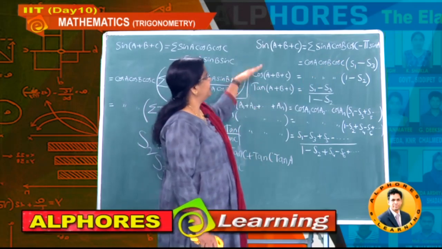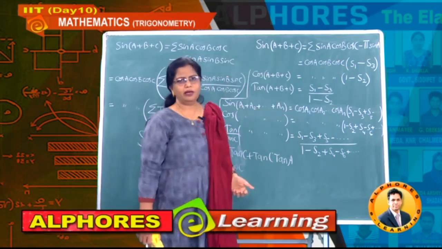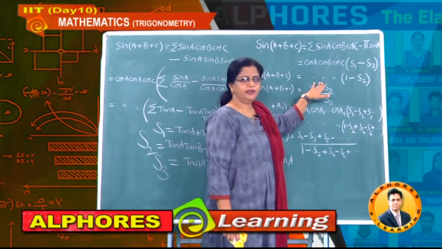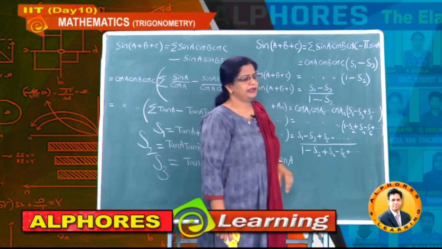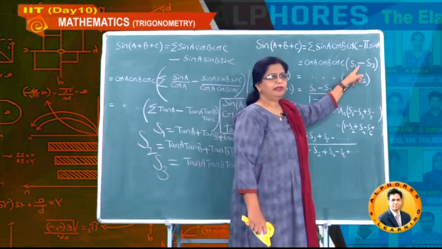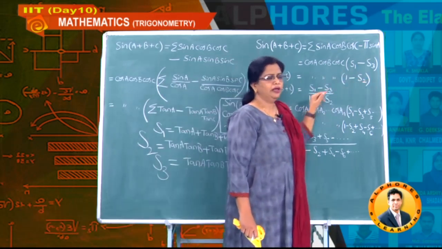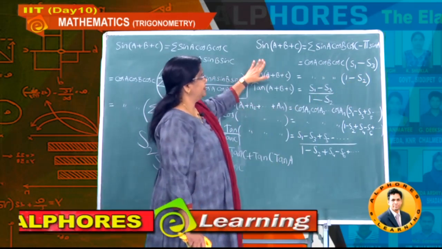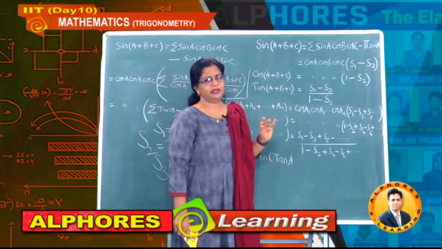And then tan of A plus B plus C. Tan means, you know, just sin value divided by cos. Therefore, what happened? Cos A cos B cos C in numerator and denominator get cancelled, and you got S1 minus S3 divided by 1 minus S2. Okay students, so this one is regarding 3 angles A, B, C.